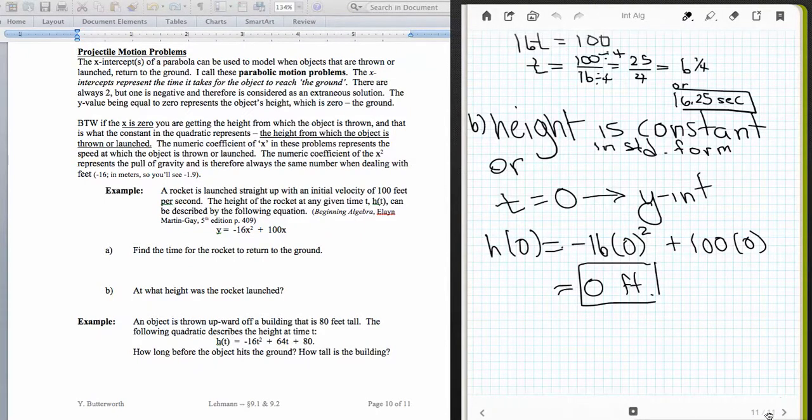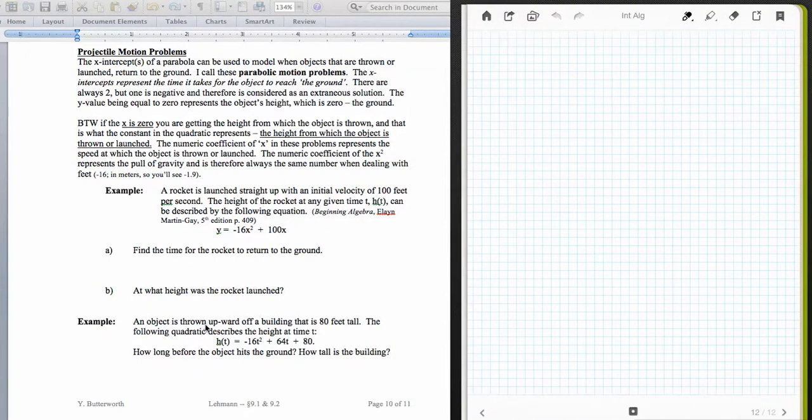Now, you have a question of your own to give a try. It says an object is thrown upward off a building that is 80 feet tall. The following quadratic describes the height at time t: h of t is equal to negative 16t squared plus 64t plus 80. How long before the object hits the ground? How tall is the building?